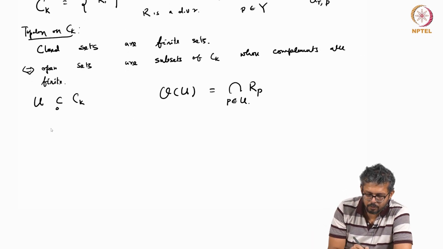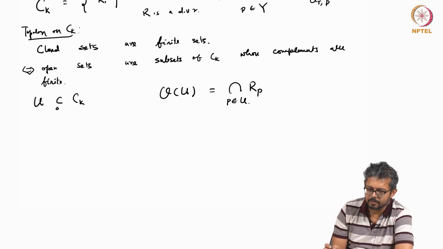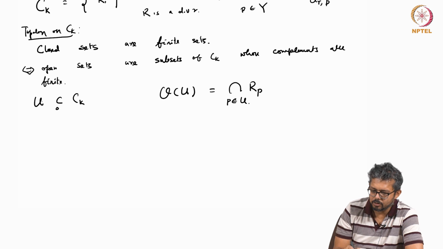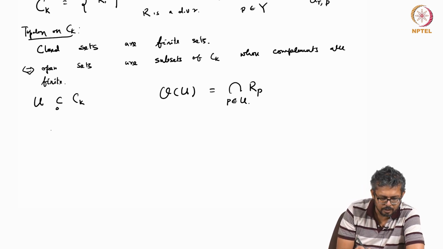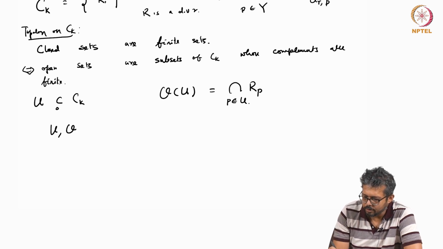Now on Ck you have a topology, and U is an open subset. The topology on Ck induces a topology on U. So open subsets of U are those subsets of U whose complement in U is a finite set, and so on. So this is a sheaf. We define a function on U: on U you define this O_U, and this is the structure sheaf.